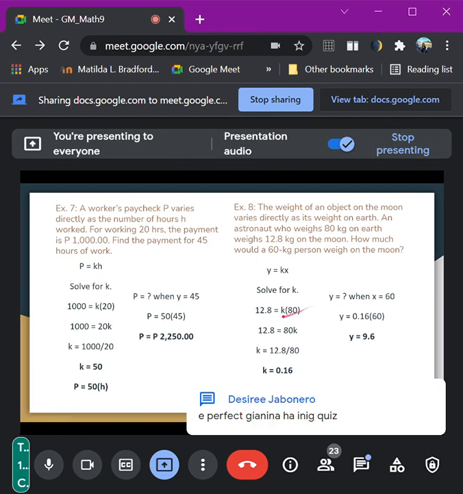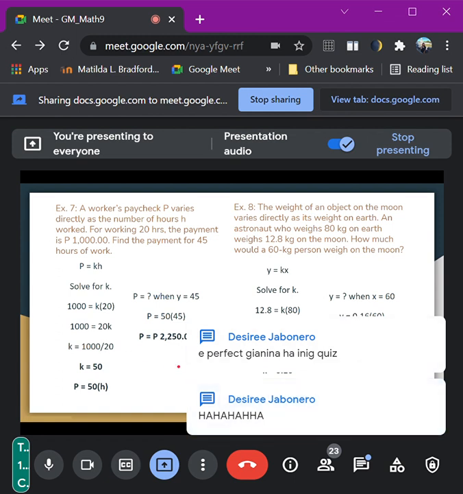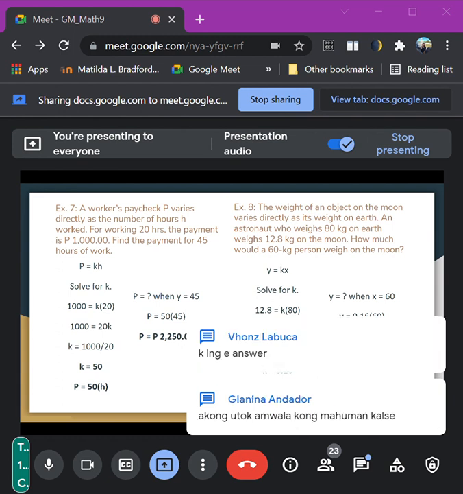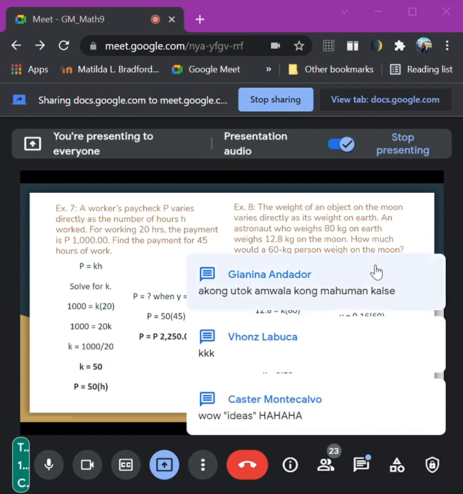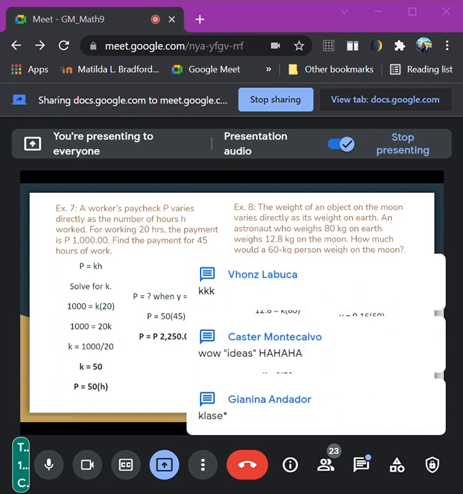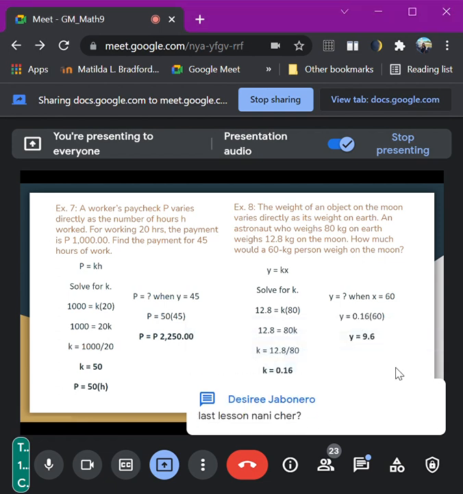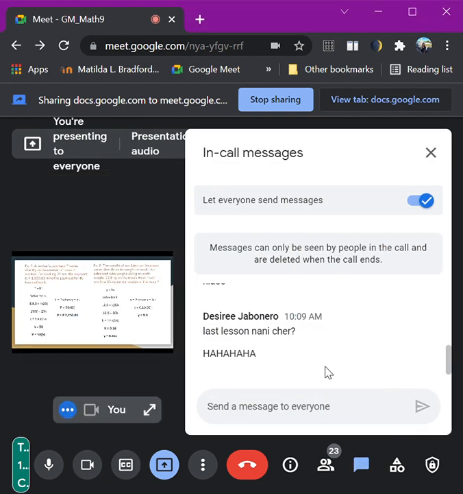Okay, so supposedly we're going to have an inverse variation. Pero, since we don't have time naman, so I will post this PPT and then I will post or find a video na lang sa YouTube. And then I want you to study this one, so that you will have an idea for our next lesson.